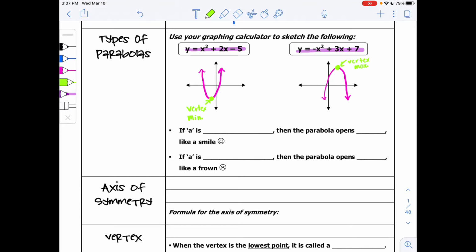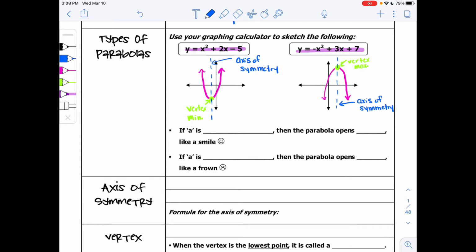Another thing I want to point out is this line here. It's an invisible line, and both parabolas have it. This is called your axis of symmetry. It's almost cutting your parabola in half. So these are going to be some important characteristics that we're going to look at when sketching graphs of parabolas.